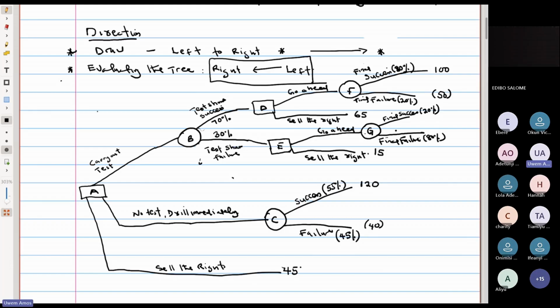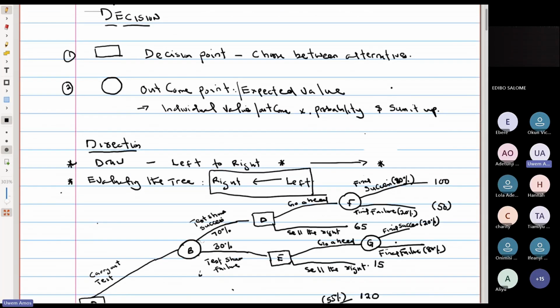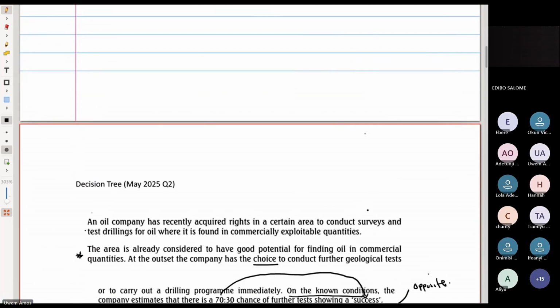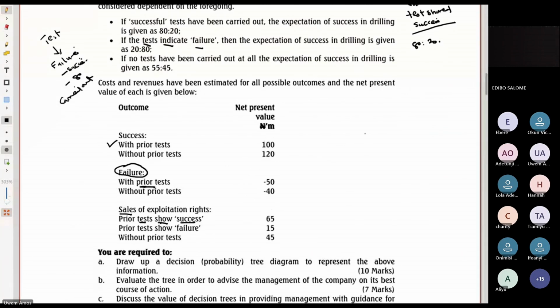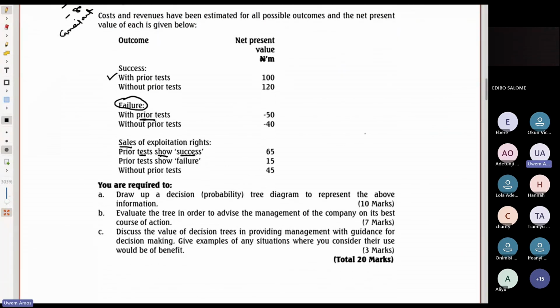Okay, guys, so that's our decision tree, and that's our 10 marks. So we have drawn the tree.